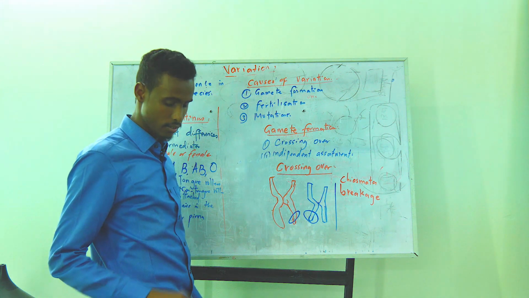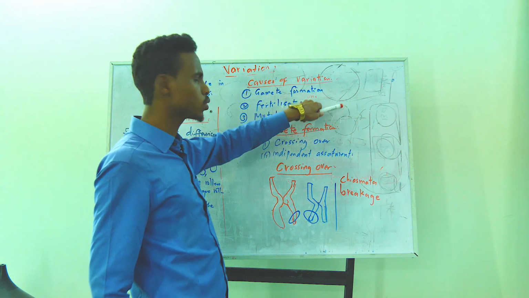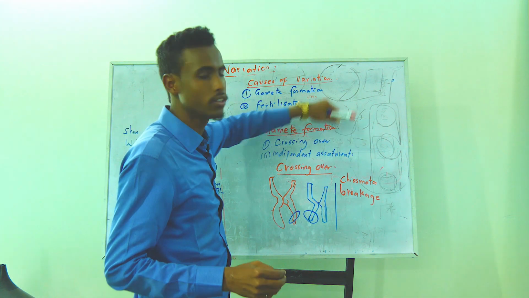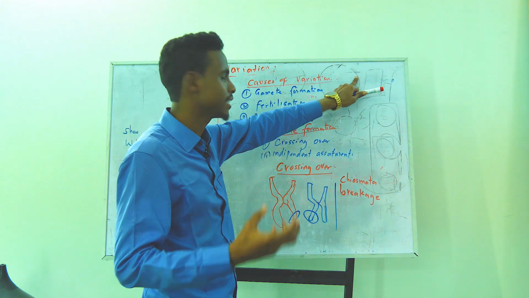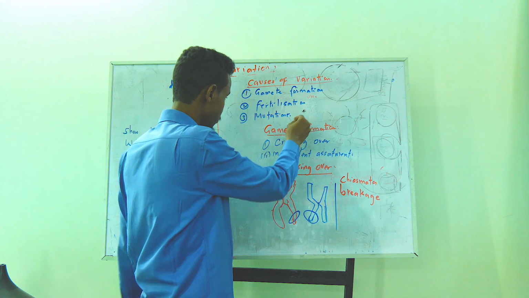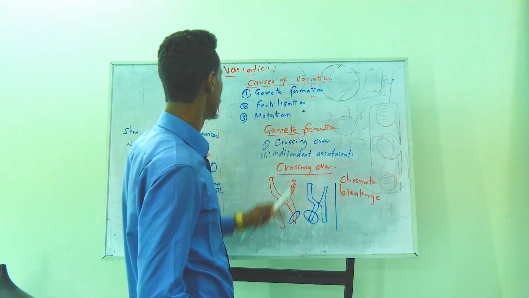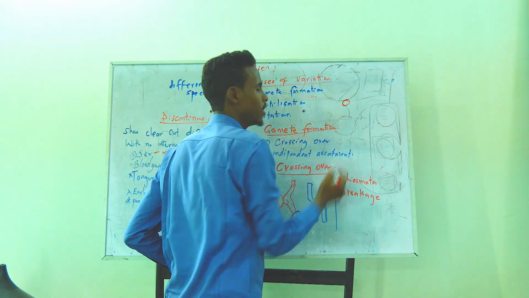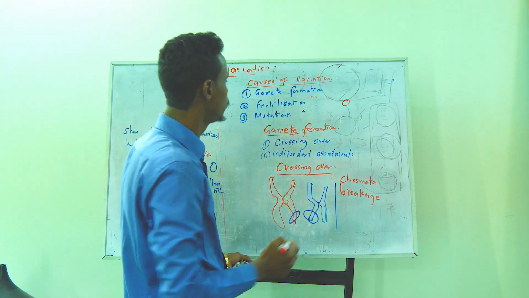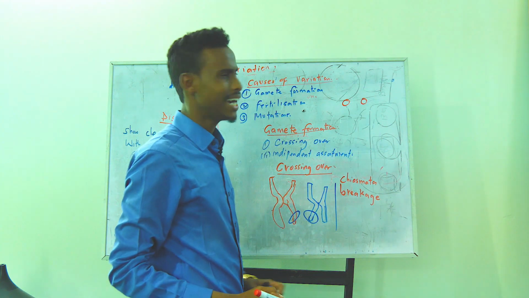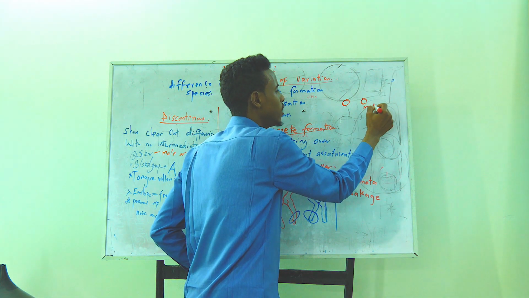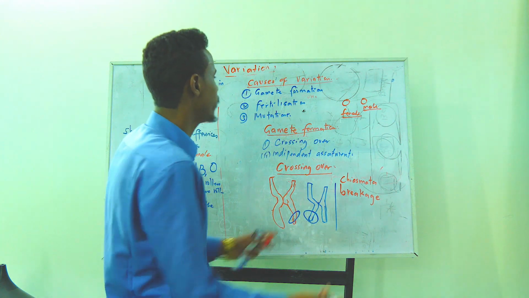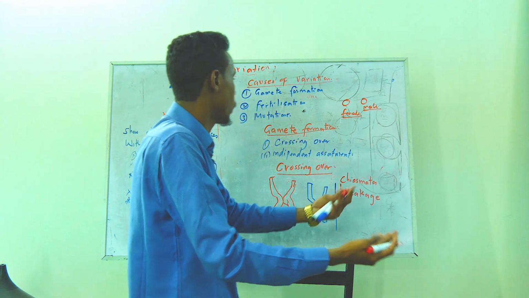The next thing is fertilization. Fertilization is the fusion of the nucleus of the male gamete and that of the female gamete. The male gamete and the female gamete have different genetic information. And therefore, when they combine, you're going to have another variation.